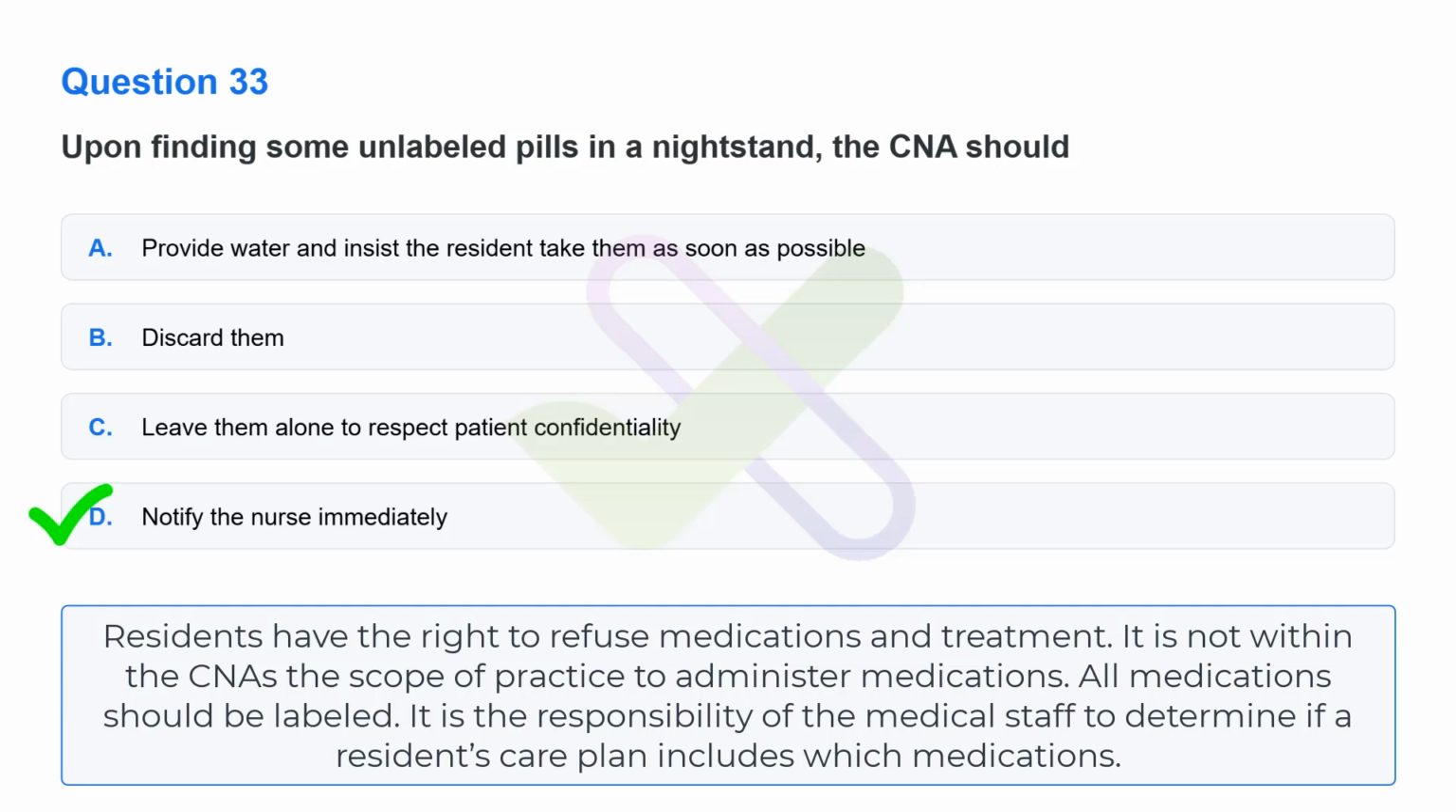Correct answer. D. Notify the nurse immediately. Residents have the right to refuse medications and treatment. It is not within the CNA's scope of practice to administer medications. All medications should be labeled. It is the responsibility of the medical staff to determine which medications a resident's care plan includes.